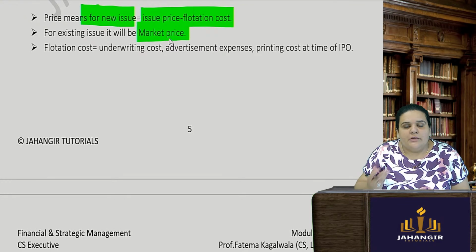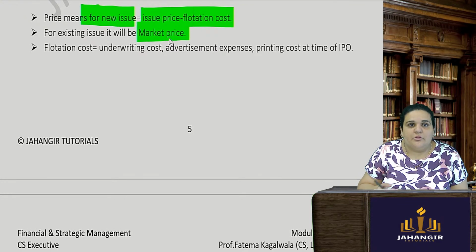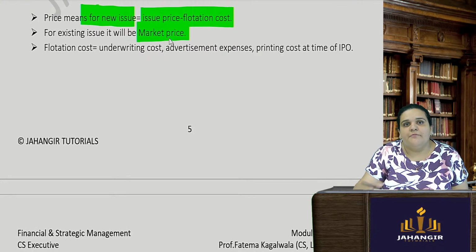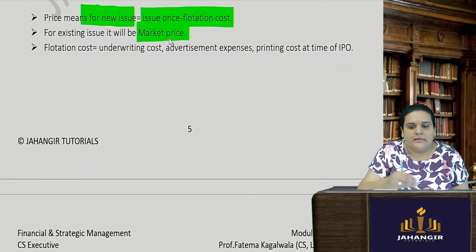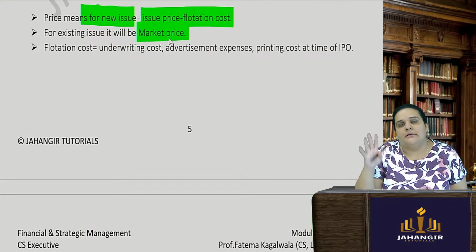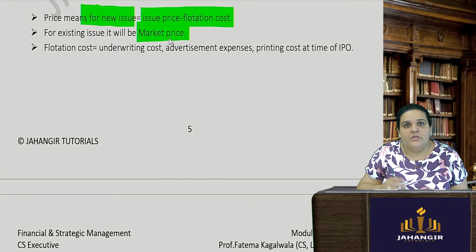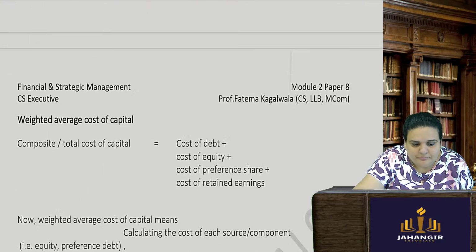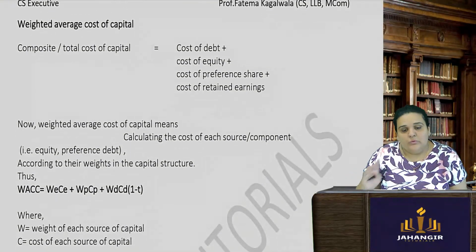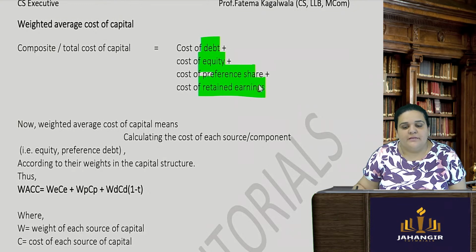And now what is flotation cost? You know, the cost which is incurred in order to come up with that issue: advertisement, underwriting, printing, etc. at the time of IPO. That is known as flotation cost, issue cost. So there are four composites: cost of debt, cost of equity, cost of preference shares, and cost of retained earnings.